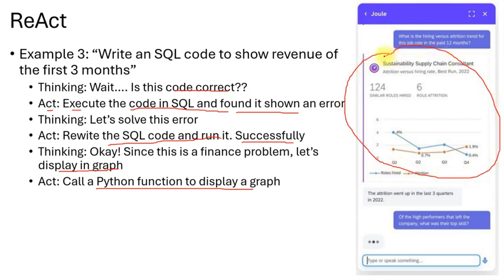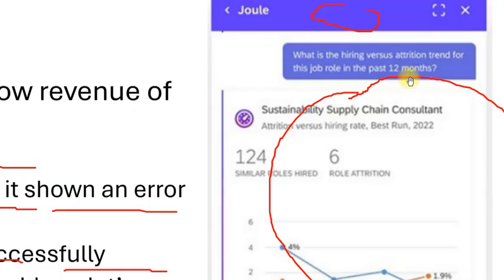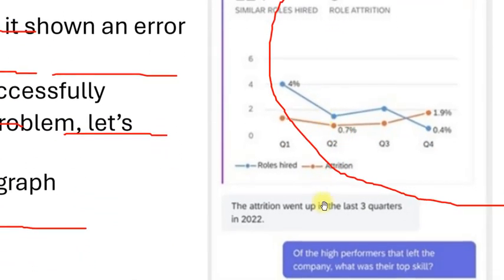So actually, this is a real product, not my imagination. This is a real product from SAP Joule. SAP Joule already implemented this function. Someone asked what is the hiring versus attrition trend for this job role in the past 12 months. And on the back end, SAP Joule also executes, finds the table, connects to the table, writes the SQL, and displays the table. So this is a real product. And finally, they show some conclusion.